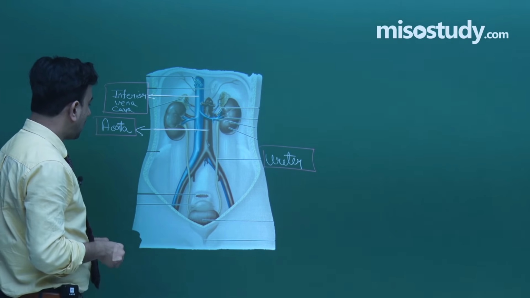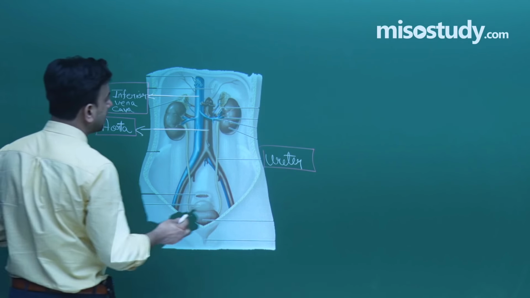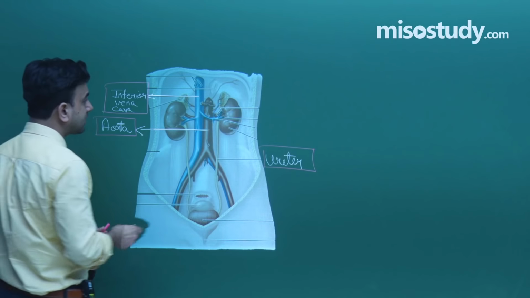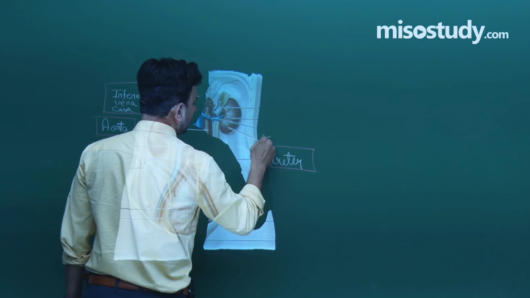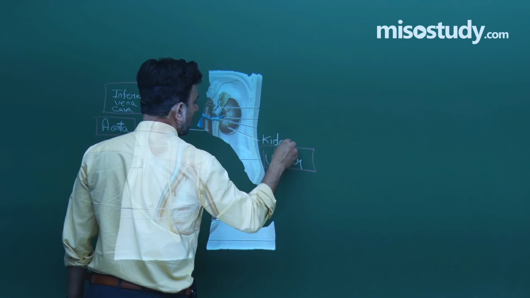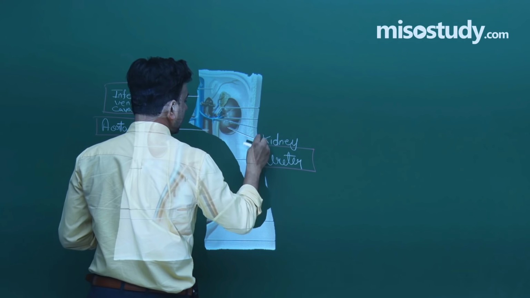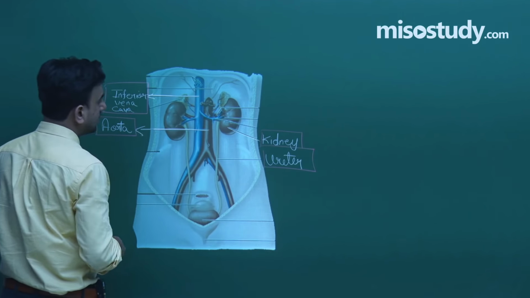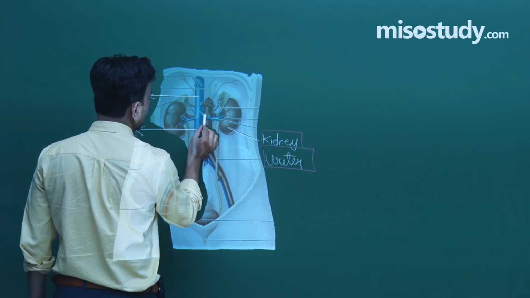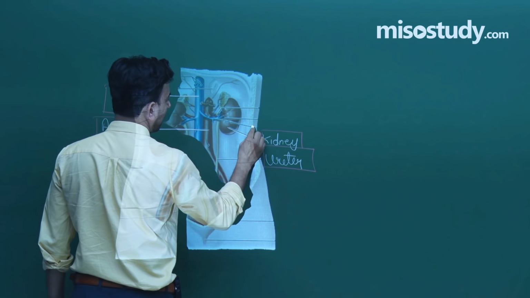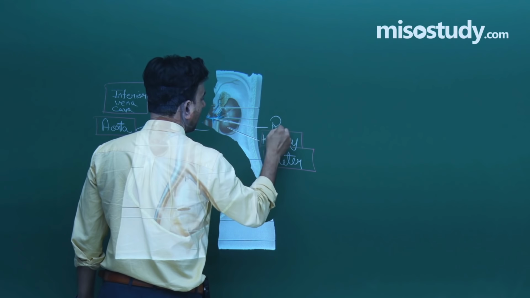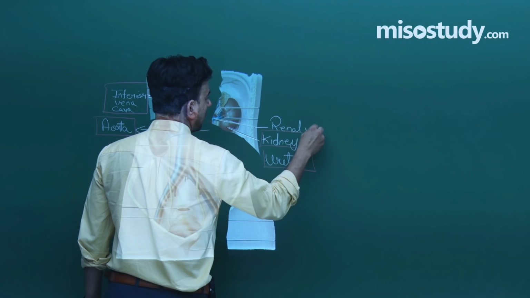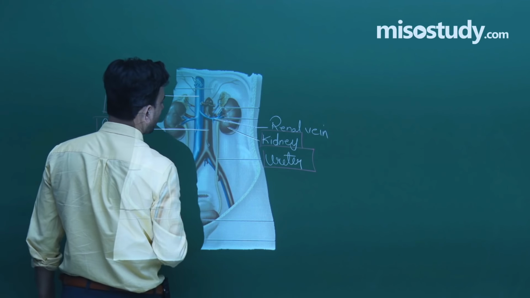Right? Now, what do we see? We'll label the main parts. This is the kidney, right? Then we see what is this. This is the renal vein. Renal vein, right?